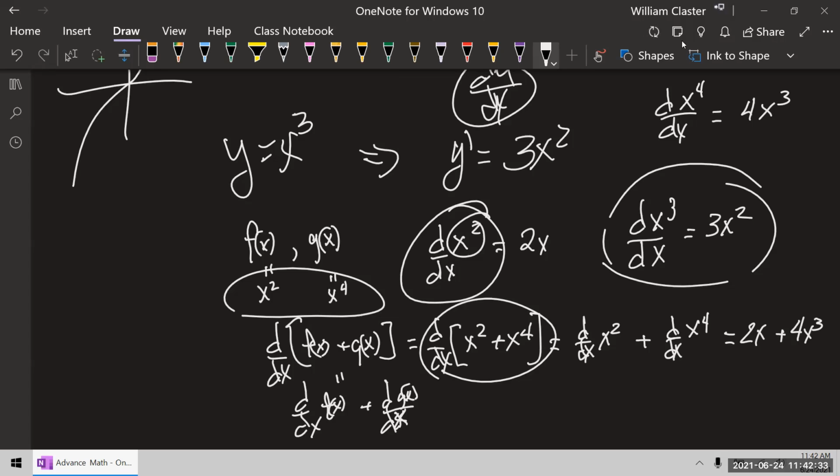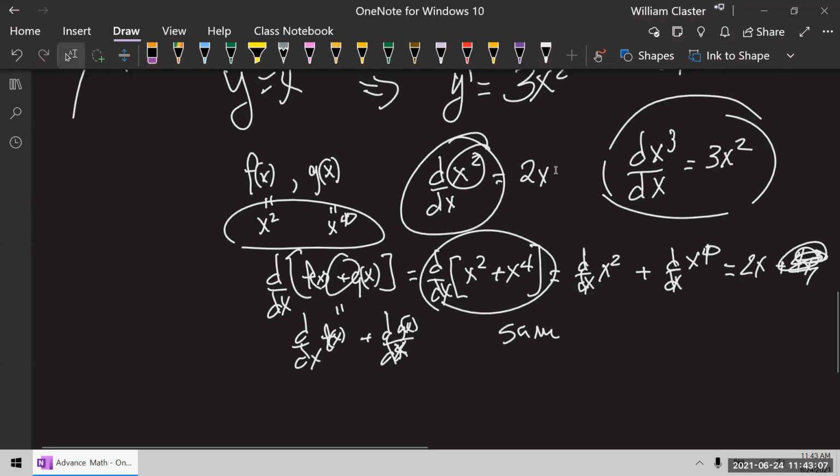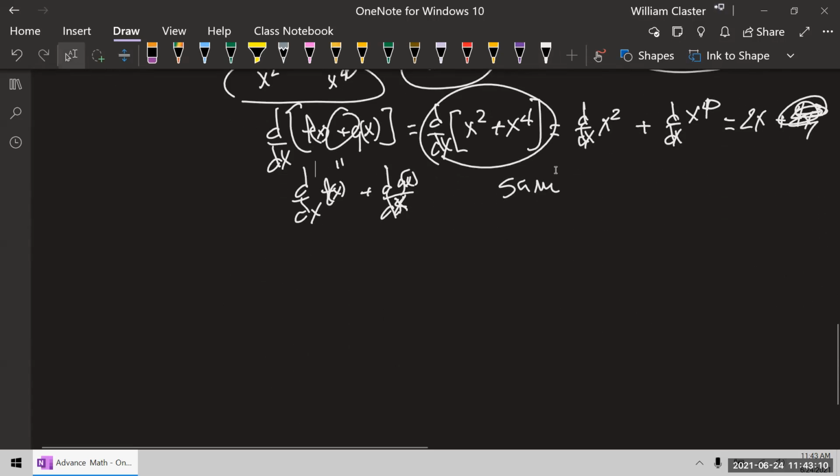And this rule is true no matter what the functions are. So if g turned out wasn't x to the fourth, but x to the 40th, the rule would still work. We'd still say the derivative of the first plus the derivative of the second. Whatever this was, it would be different now. It would just be this one plus that one. So that's called the sum rule, S-U-M, right? Because this is a sum.